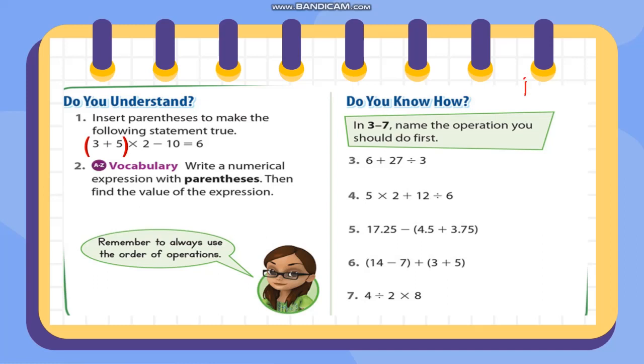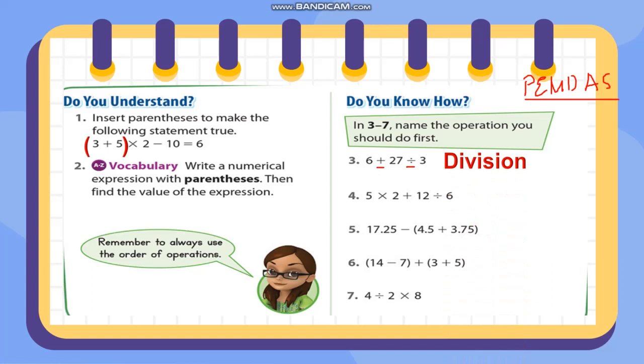So by following the rule, which is what we call the PEMDAS rule, from the given you have only addition and division. So which comes first from the rule? So we need to divide first. That's why the answer is division.